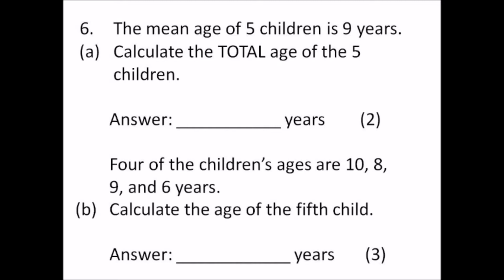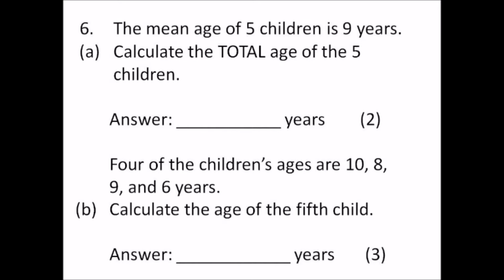Okay, number 6. The mean age of 5 children is 9 years. A, calculate the total age of the 5 children. And the answer for that is 2 marks, in years. And 4 of the children's ages are 10, 8, 9, and 6 years. Calculate the age of the 5th child. The answer is in years again, and 3 big marks for that second one. So this question is 5 marks. You have to get these correct because it carries a lot of weight.